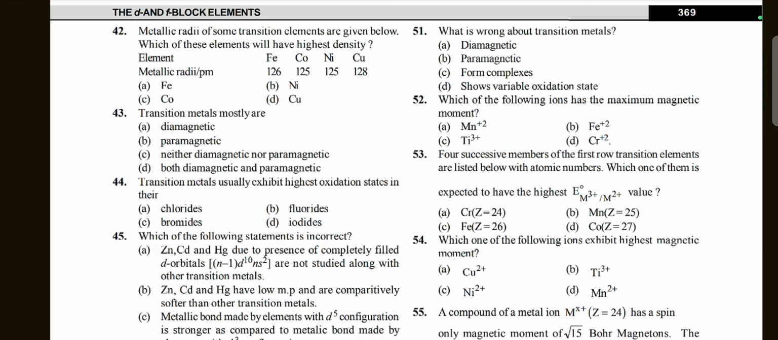What is wrong about transition metals? Option A, diamagnetic. They may or may not be diamagnetic. Option A is wrong. Which of the following ions has maximum magnetic moment? So here Mn2+ will have 5 unpaired electrons. Fe2+ will have 4 unpaired electrons.